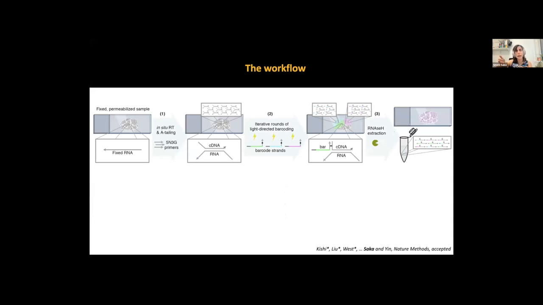So then we can start the process for iterative rounds of light-directed barcoding and bring in all the different barcodes for different regions. Of course, one could do a lot of imaging in between for different biomarkers, etc., to define those regions. And afterwards, after we are done with barcoding different areas, we do an RNase H extraction. So this enzyme specifically cleaves the RNA in RNA-DNA hybrids. So only for the ones that we created cDNAs, we can cleave off RNA to release all the cDNAs without destroying anything in the sample. So it's very mild for anything other than RNA.